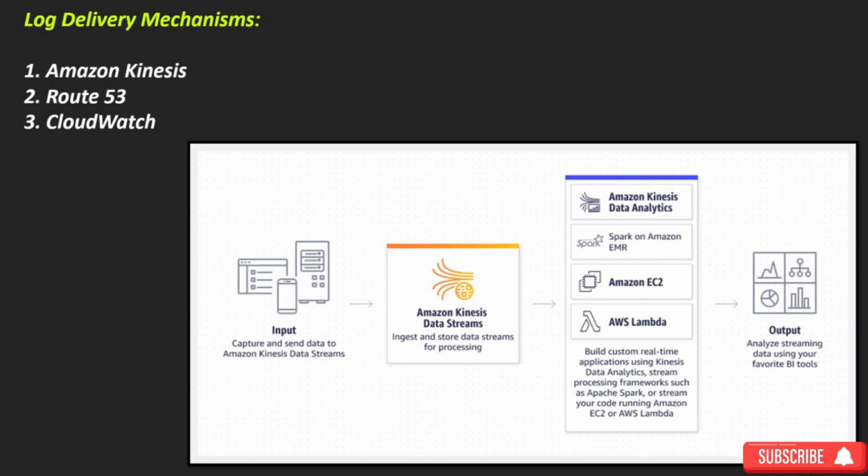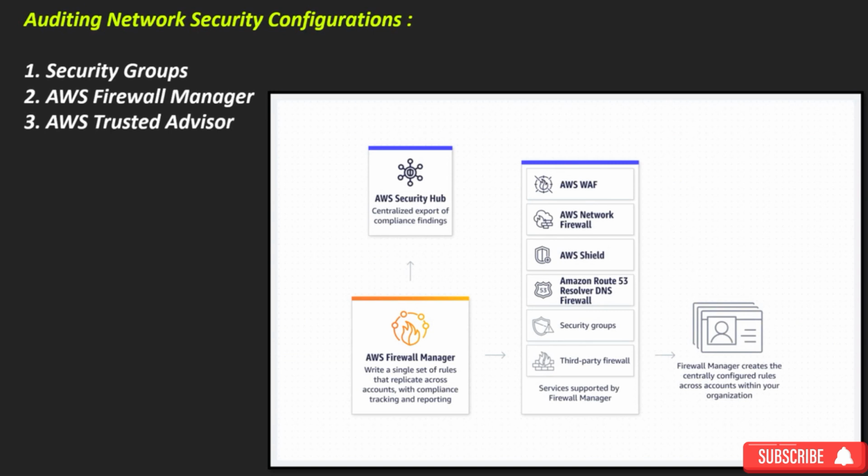We can focus. So what are the auditing network security configurations? Starting from security groups, that's for defining firewall rules. Security groups act as virtual firewalls for your instances, controlling inbound and outbound traffic. Regular audits of security group configurations help ensure that only necessary traffic is allowed, minimizing the risk of unauthorized access.